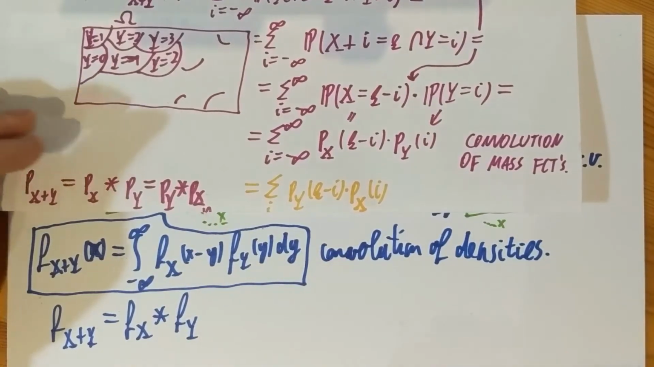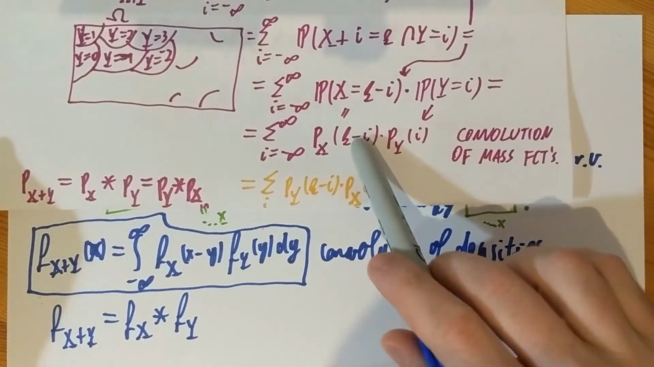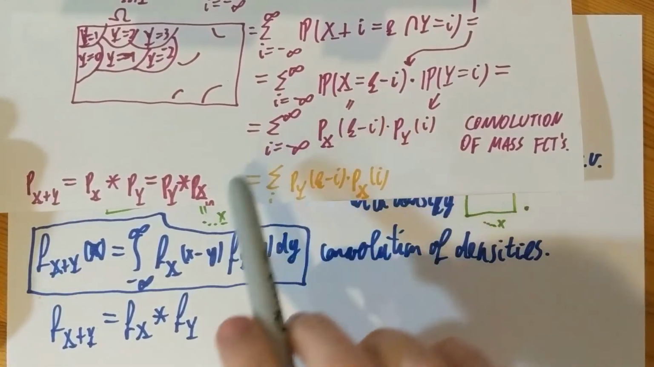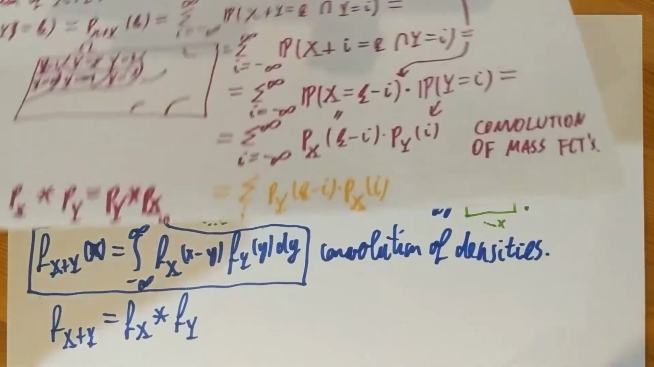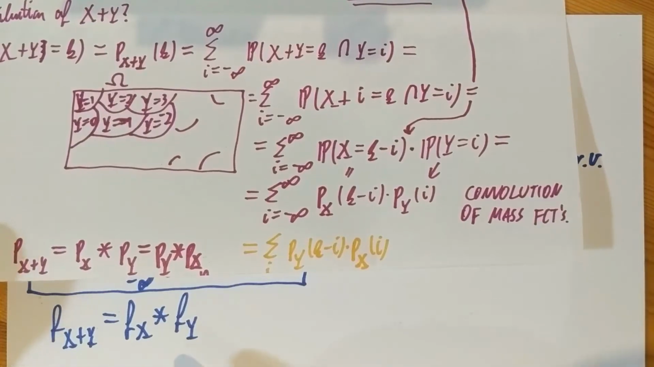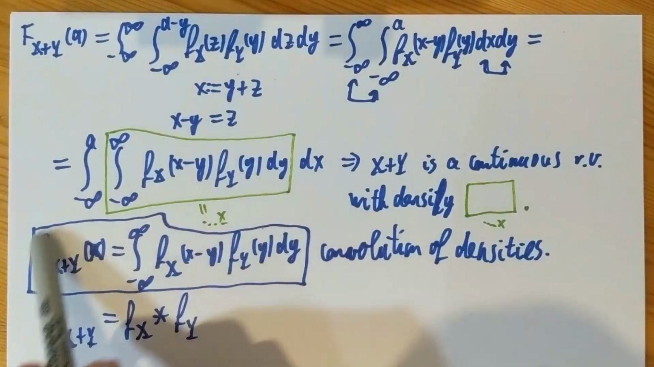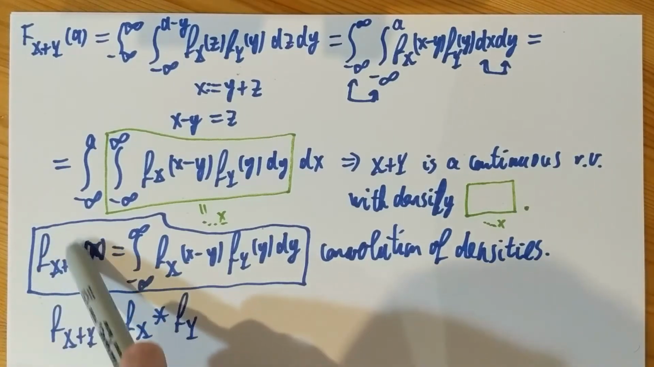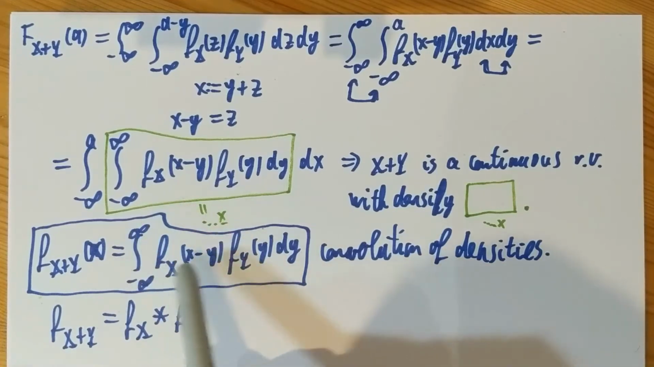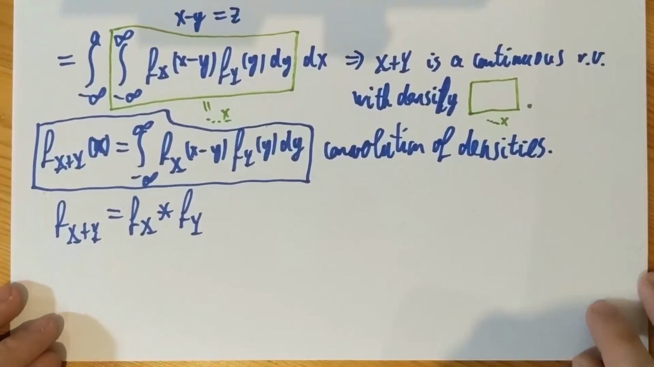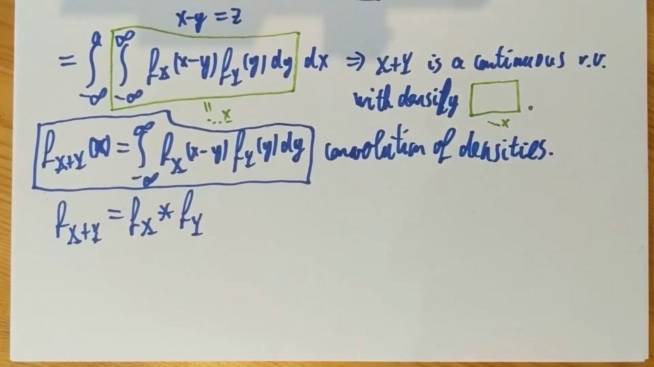It's essentially the same formula. The mass function in the discrete case plays the role of the density in the continuous case, and the convolution formula for them is very similar. The notation is also very similar, so f of x plus y is f of x star f of y, which means for densities that we have this formula for the convolution of densities. That means that this density here is obtained from fx and fy this way.